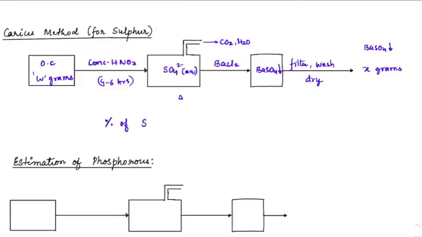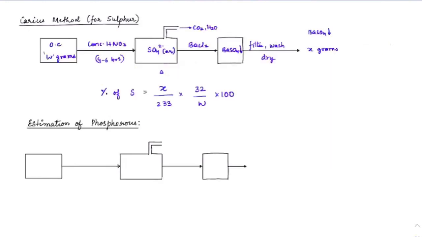Percentage of sulfur will be equal to 32 divided by molar mass. I'll write it in the same format so that you don't get confused. X divided by molar mass of barium sulfate, which is 233, multiplied by 32, which is the atomic mass of sulfur. So this gives the weight of the sulfur, divided by W, the fraction of sulfur in the organic compound, into 100 will give the percentage of sulfur. Got that, everyone?